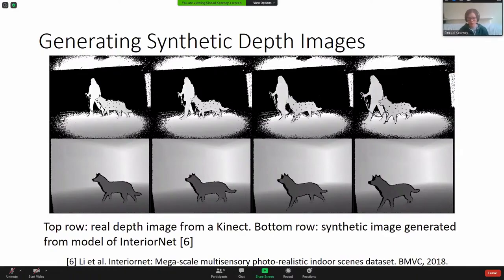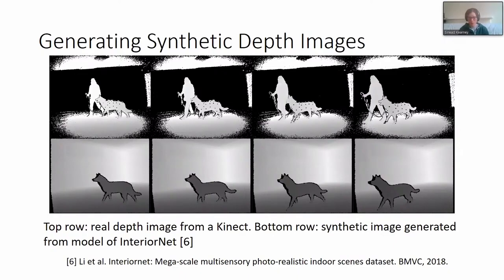In order to make sure that our method works for real images, we want to be able to train it with realistic noisy synthetic images. To do this, we use the renderer from InteriorNet by Lee et al. Here on the top row, these are real images that we recorded of the dog from the Kinect. And on the bottom, we show the corresponding synthetic images that the renderer created.